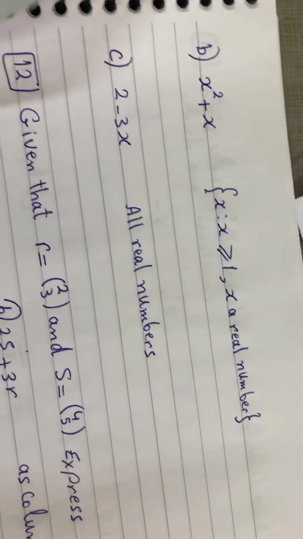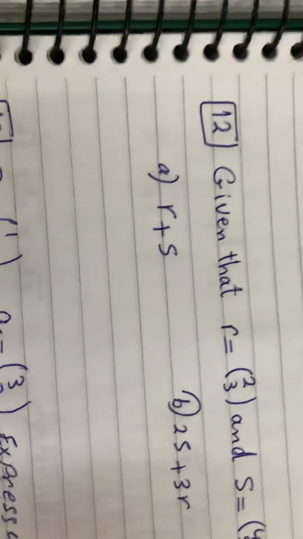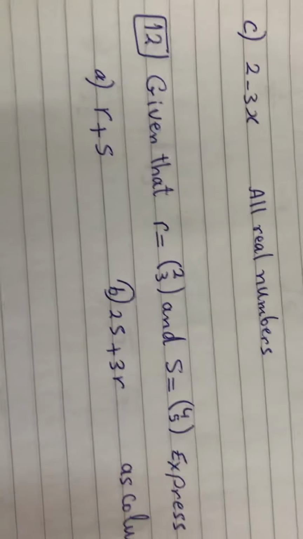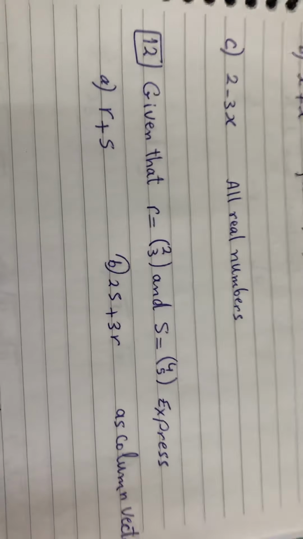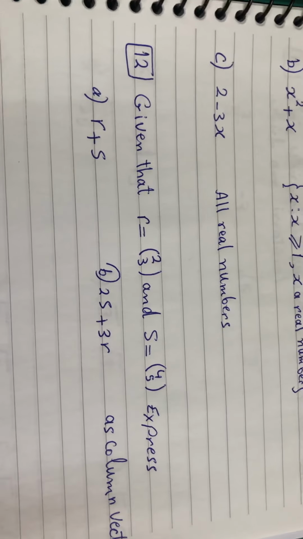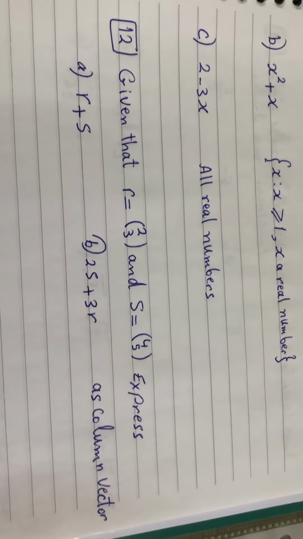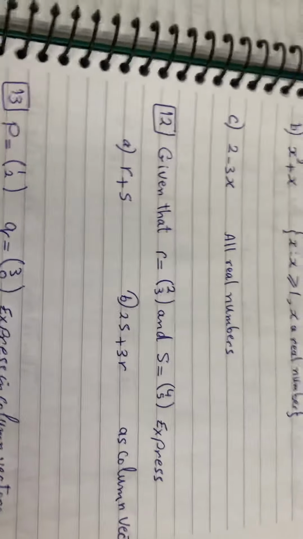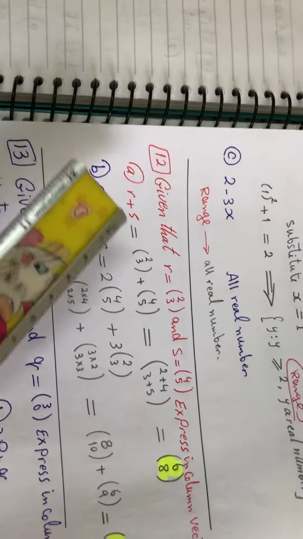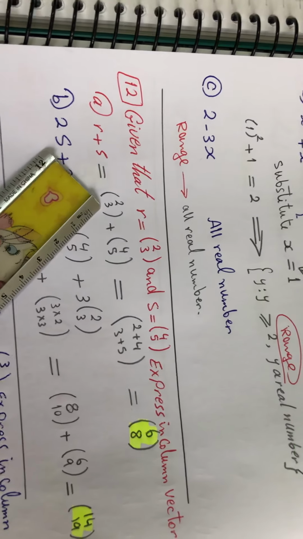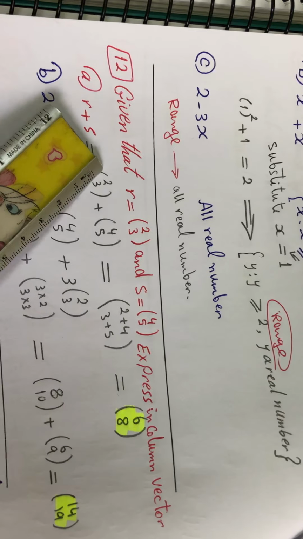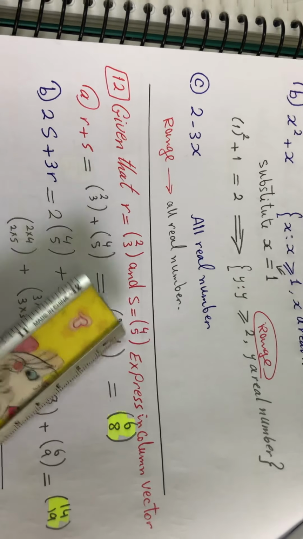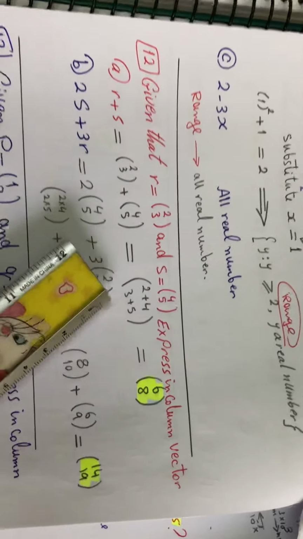Okay, now let's see question number 12. Given that R is the vector (2, 3) and S is (4, 5), express R plus S and 2S plus 3R as column vectors. It's very easy. Here, R plus S: R is 2, 3 and S is 4, 5. 2 plus 4 equals 6, and 3 plus 5 equals 8, like this.